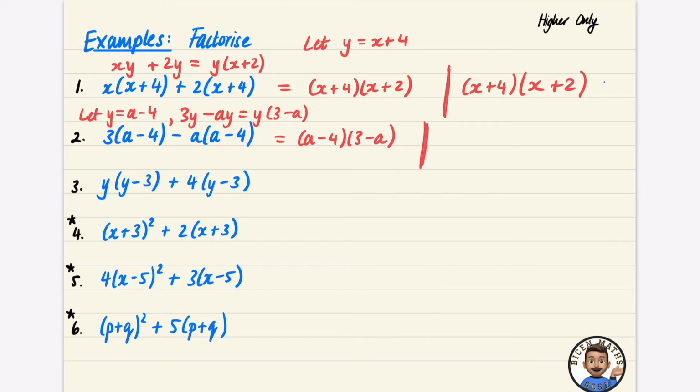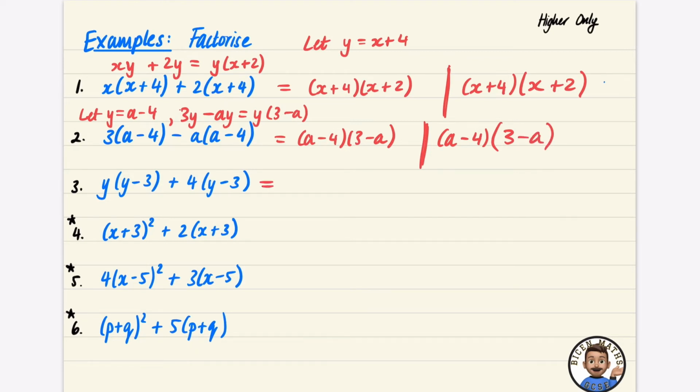Now the other way you could think about that without doing the replacing stuff is you can see they've both got an a minus 4 in common. So you can write a minus 4 and then think what's going to go inside your bracket to get this one. It's going to be a 3. What a minus 4 needs to multiply by to get this one is going to be a minus a. So it's a minus 4, 3 minus a.